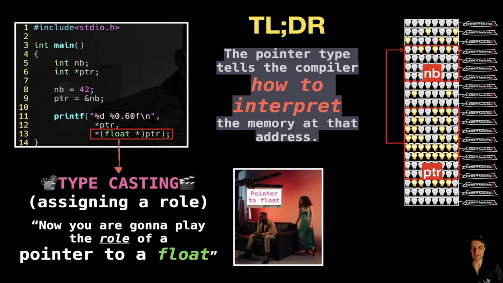The pointer type tells the compiler how to interpret the binary, the spot in memory that it's pointing to. That's why we have a data type for a pointer. This is crucial all the times you want to get a specific value.